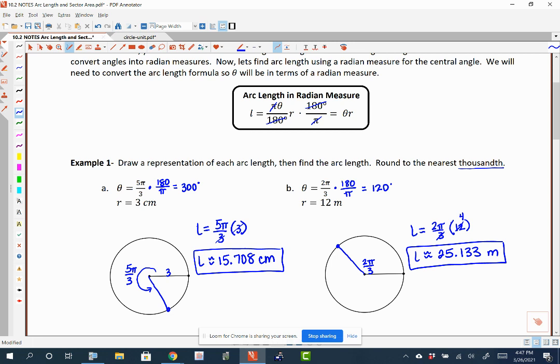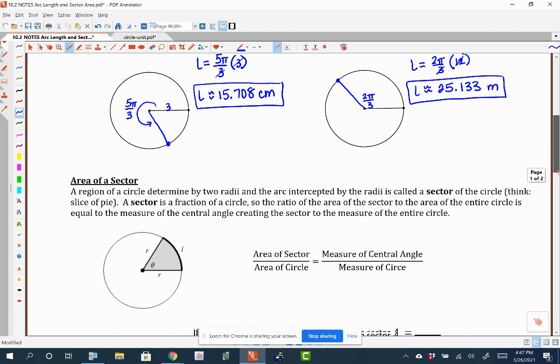Because our theta is not going to be in degrees, we just alter our equation a little bit. Because our theta is going to be in radians, it's already going to have that pi value in it. Okay, the next thing we need to talk about is sector area.